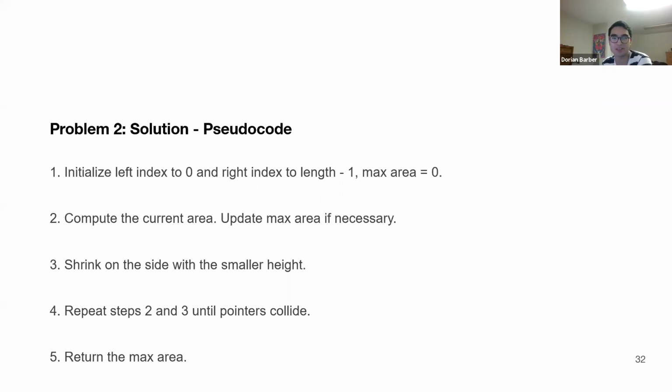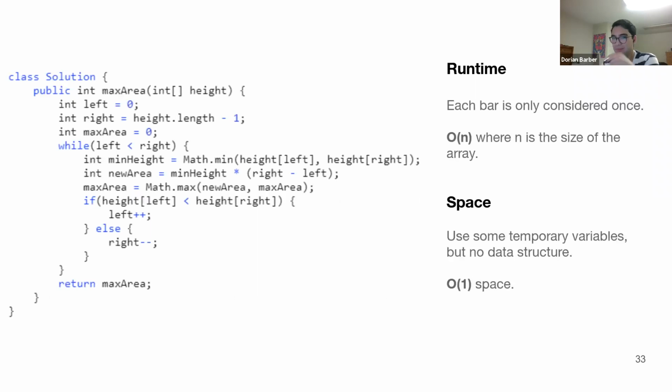So the next slide we'll go into the actual code solution. Here we have the initialization step, and then we'll do another while loop, but this time we'll just be checking to make sure that the pointers don't collide. And then we'll compute the minimum height, which will just minimize between the two heights. And then we'll calculate the area. And then we'll max over this new area that we've calculated and the current max area. And then we'll do that step that we mentioned before, which is if the height on the left bar is smaller, then we shrink the left side. If the height on the right bar is smaller, then we shrink the right side, right?